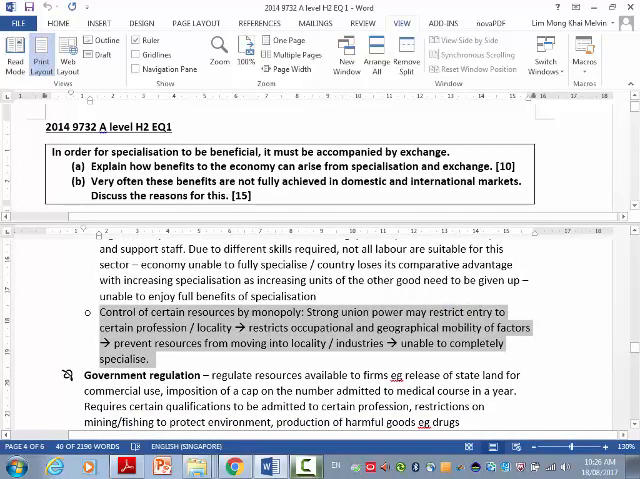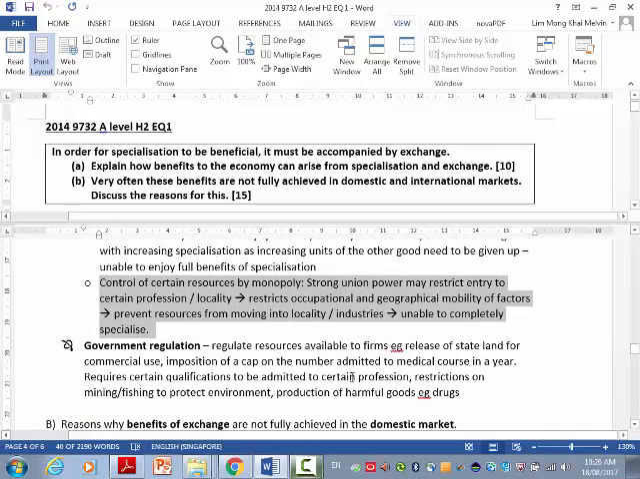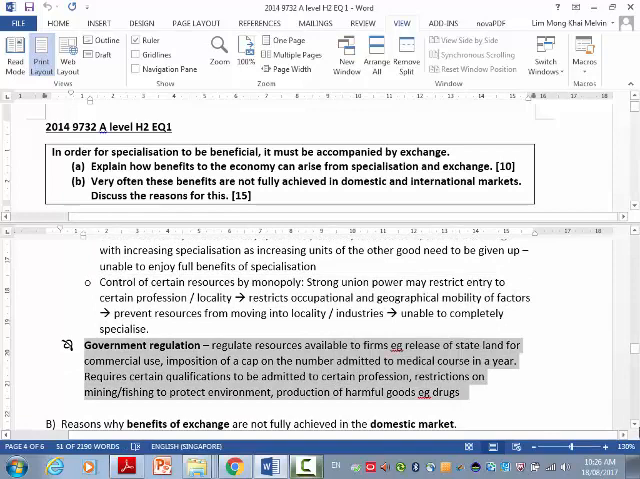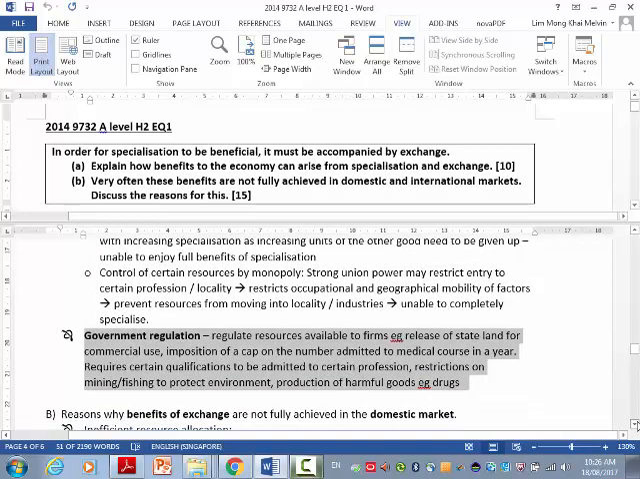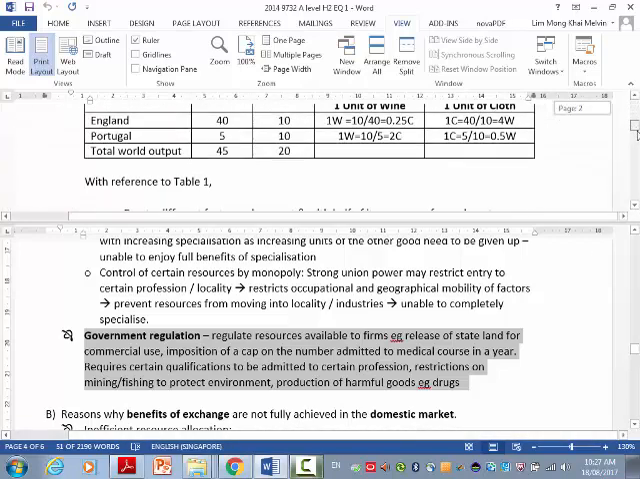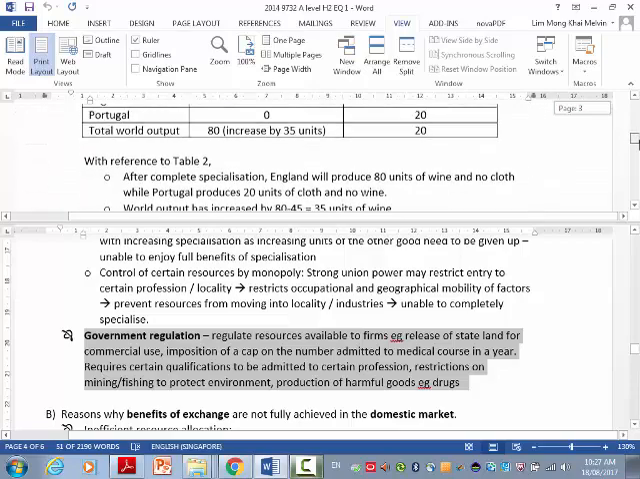You could also see control of certain resources by monopoly, thereby restricting the mobility, be it geographical or occupational. There could also be government regulations in place that restrict certain things from happening. So that's my answer for this. Alright, you can look at the answer key here as well.